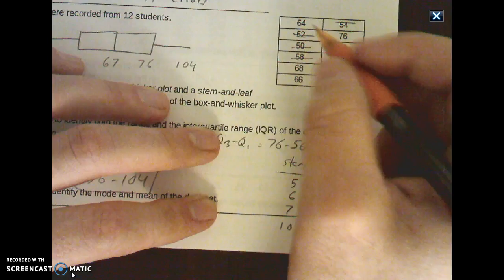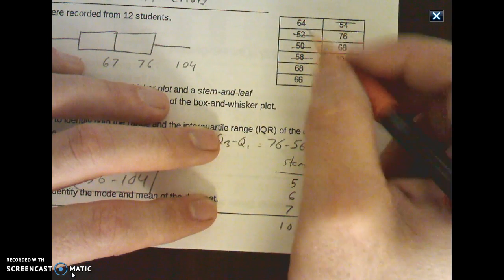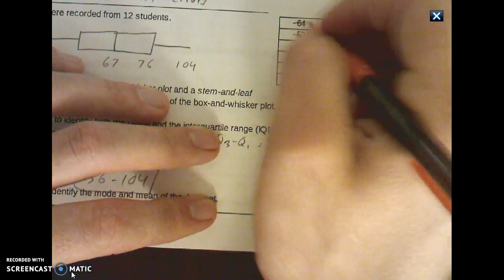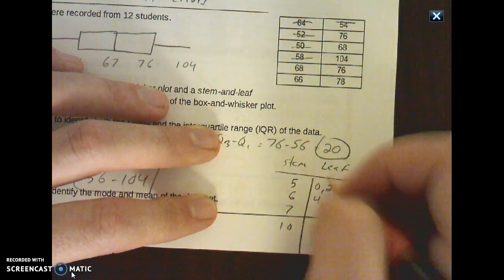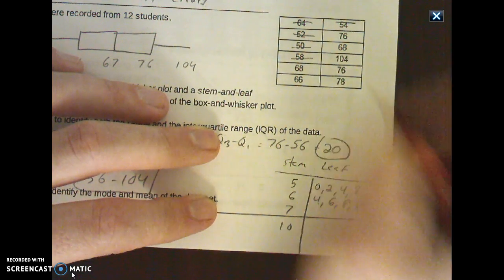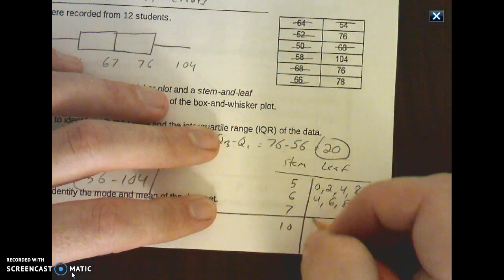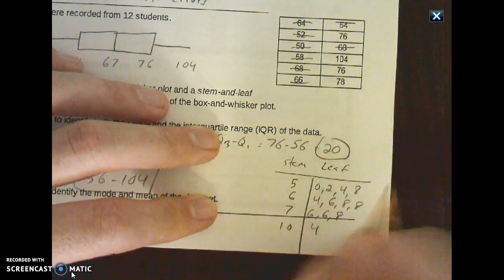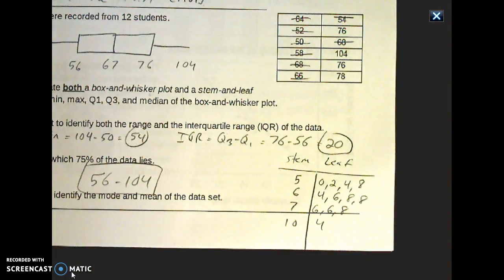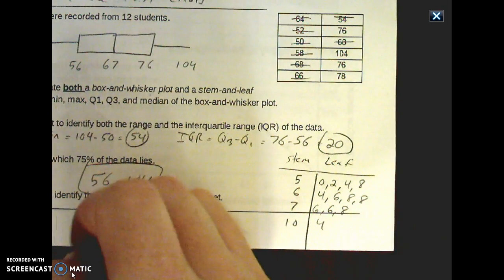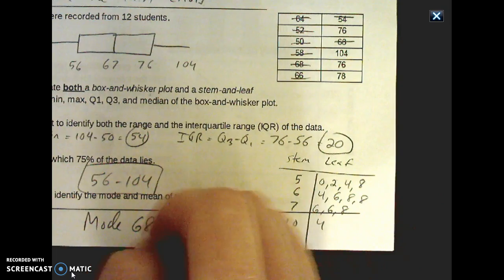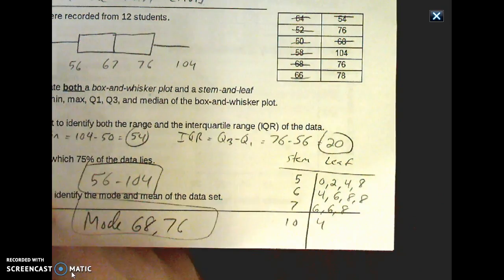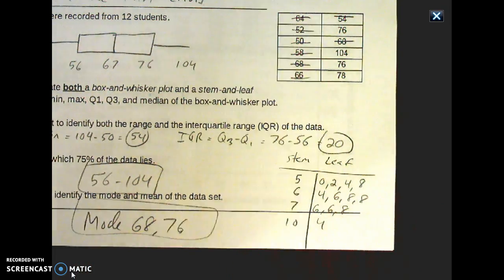Cool. I have a 64, 66, 68, 68, two 76s, 78, and a 104. Okay? So if I was looking for the mode here, I actually have two things for my mode. I have a 68 and I have a 76. And yes, it is possible to have two things for your mode. Okay? Awesome. Let's see if we can bust out a few more on the back, and then I'll make the second video up.